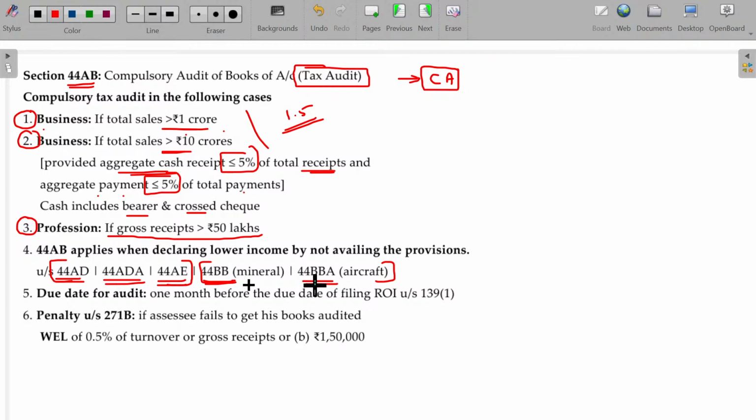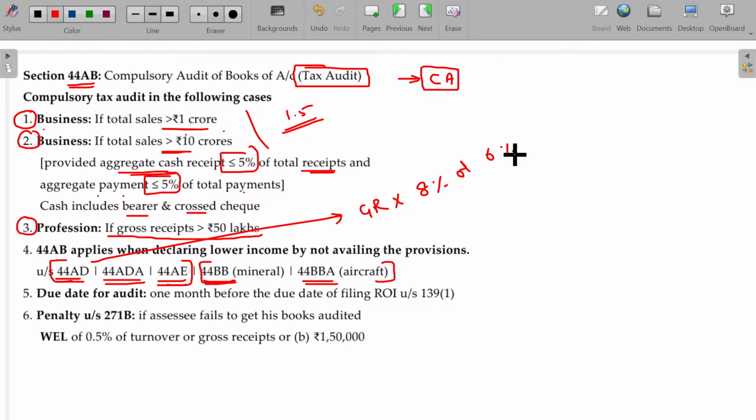Tax audit not required. What about 44AD? Whatever gross receipts you collect, 8% or 6% will be your income. No need to calculate each and every deductible item. Already we have seen this, right? This is called presumptive taxation. These five sections are for presumptive income. We assume this much will be your income.